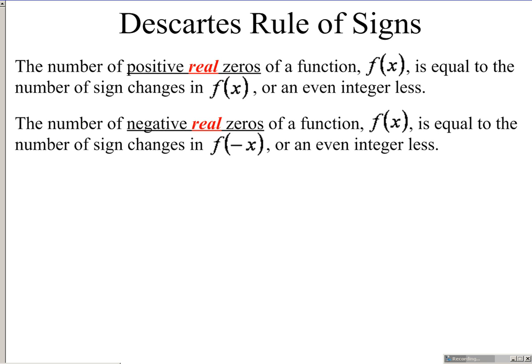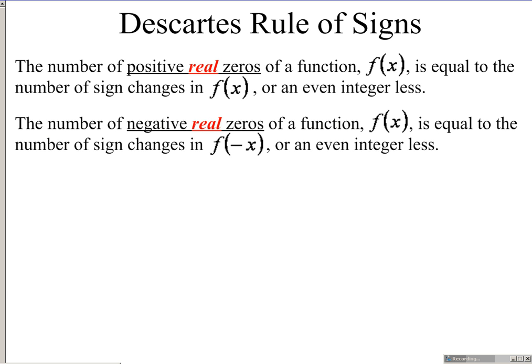Descartes' rule of signs tells us that the number of positive real zeros of a function f of x is equal to the number of sign changes in f of x or an even integer less. It also tells us the number of negative real zeros of a function is equal to the number of sign changes in f of negative x or an even integer less.